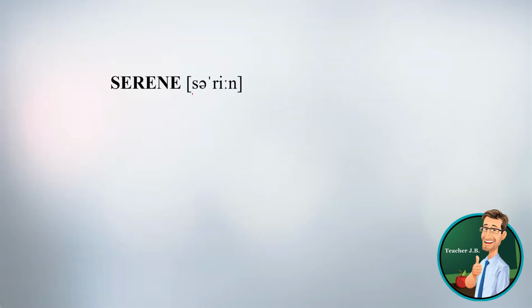Next one, serene. Two syllables, accent on the second syllable. Serene means calm, peaceful, and untroubled.